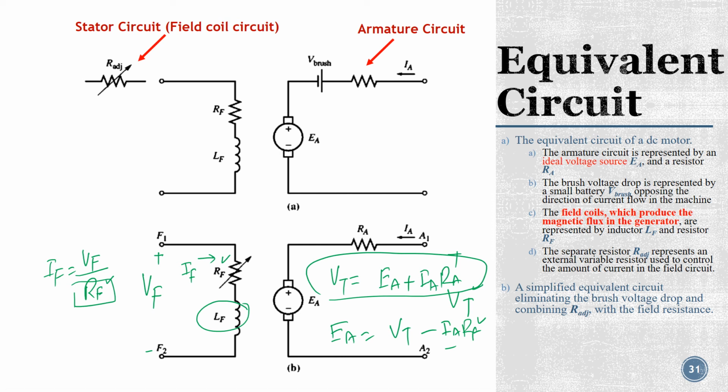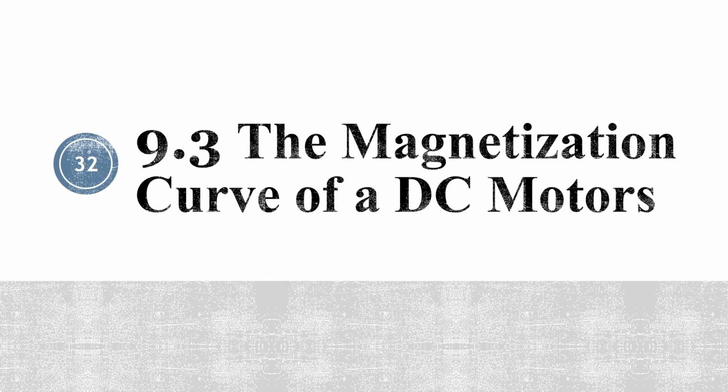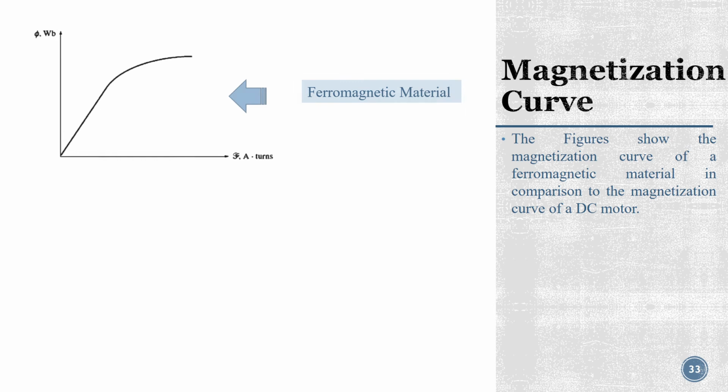So now the important thing is, this is the general equivalent circuit model. Now we will make more simplified circuit models for the different kinds of DC motors. Before going, let's quickly see the magnetization curve. If you have a general ferromagnetic material, the magnetomotive force, if you remember the relationship, is flux times the reluctance, right? As the magnetomotive force increases, your flux will increase for that material until you reach the saturation point.